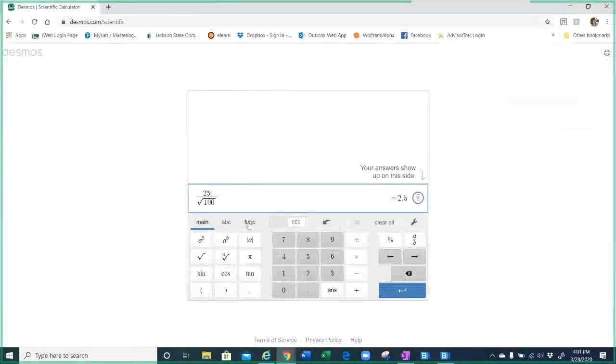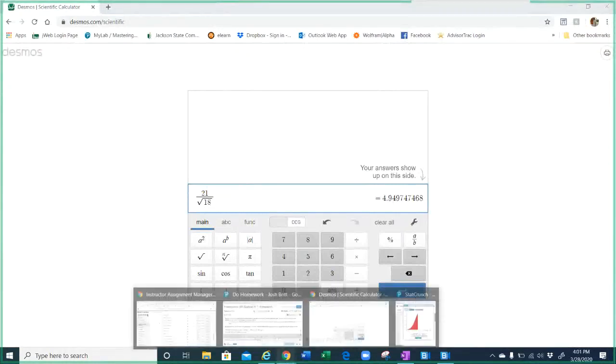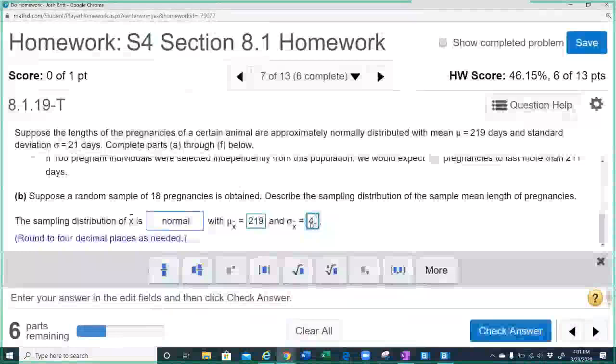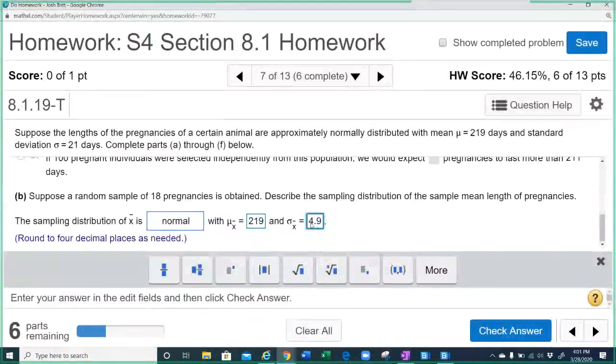So 21 divided by square root 18, and we get 4.9497.